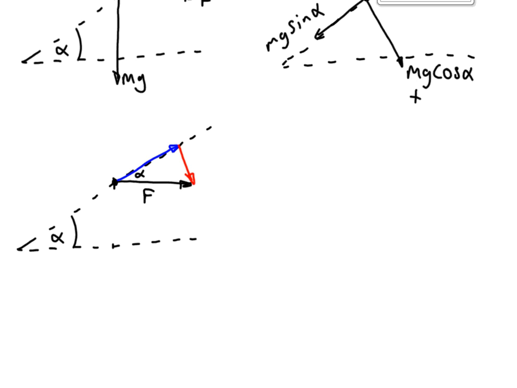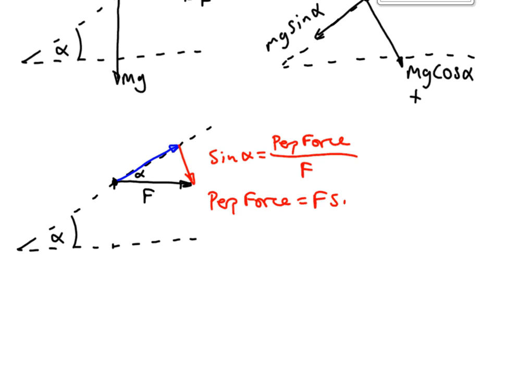Therefore, we know that sine of an angle, in this case sine alpha, will be the length of the opposite divided by the hypotenuse. So sine alpha equals, well, the opposite force to the angle is the perpendicular force. So let's go perp this time. It's the perp force divided by F. So a perpendicular force is going to be F sine alpha.